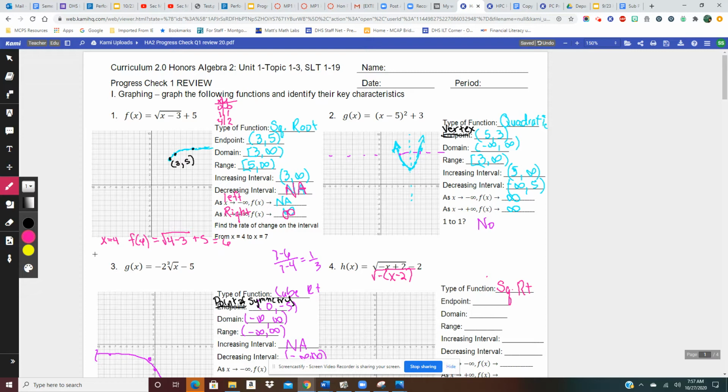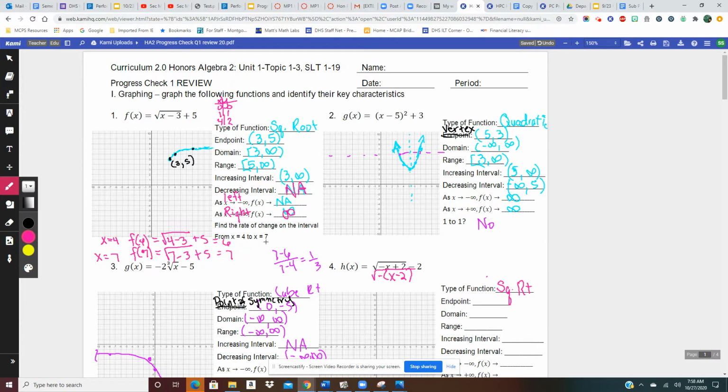Okay, then x equals 7. And again, you can see it's 4, 6. And then at 7, you can see that the answer should be 7. But again, I'm going to show you how to plug it in. So I'm going to do f of 7 and plug that in. So I get square root of 7 minus 3 plus 5. So 7 minus 3 is 4. Square root of that is 2. 2 plus 5 equals 7.